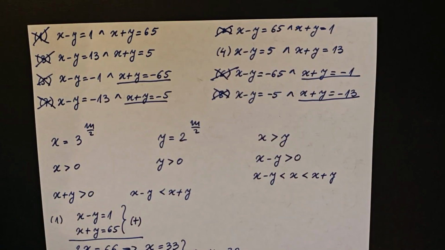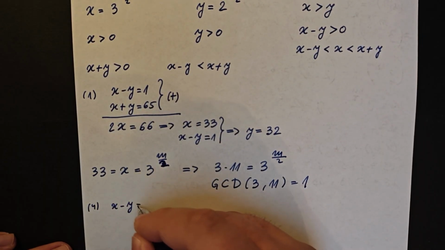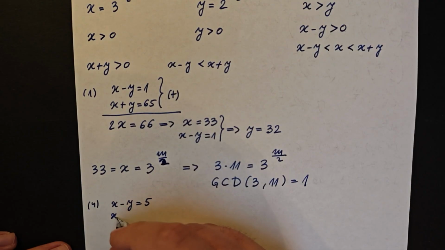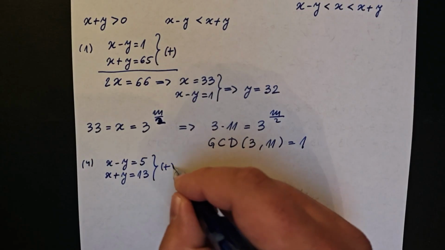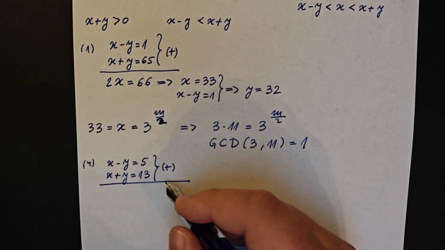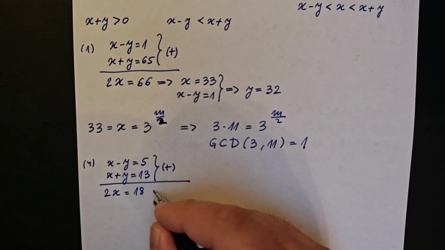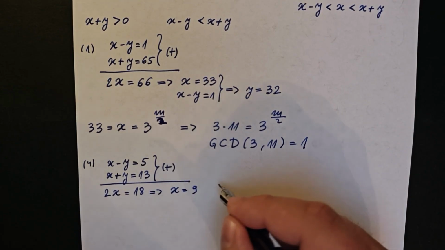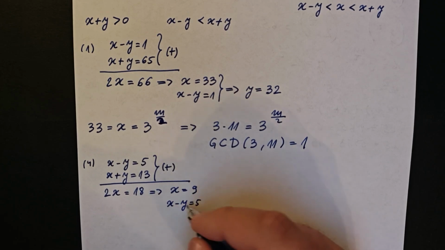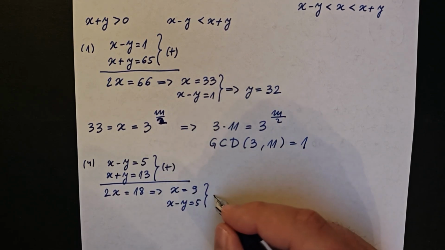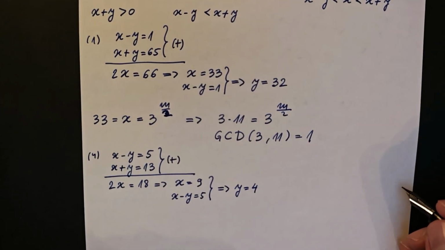The last case which we have on our list is the case number 4, that x minus y is equal to 5 and x plus y is equal to 13. We are going to solve this system of equations by adding these two equations together. We get that 2x is equal to 18, and that means that x is equal to 9. From the equation that x minus y is equal to 5 and that x is equal to 9, we get that y has to have the value of 4.